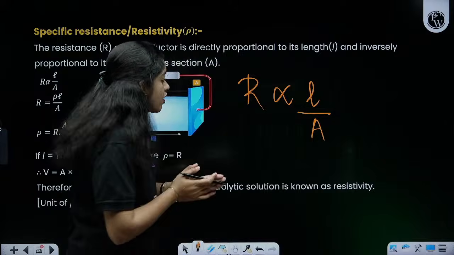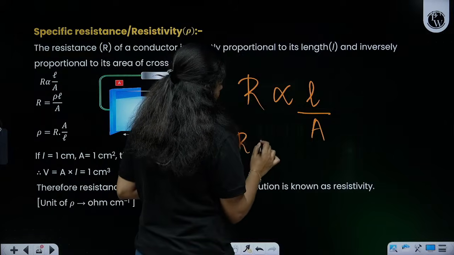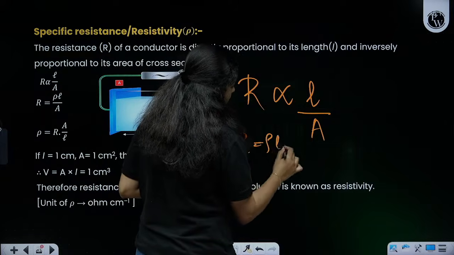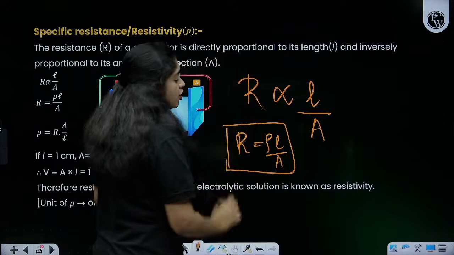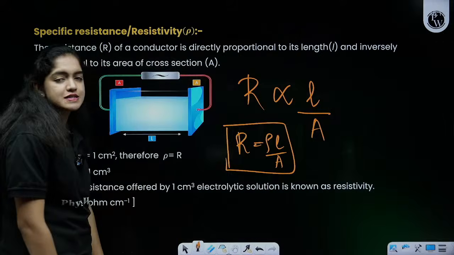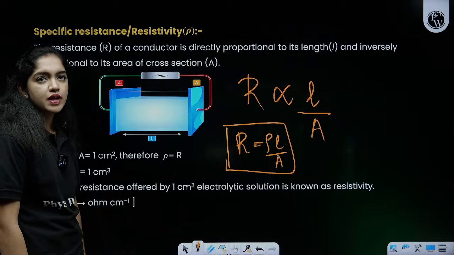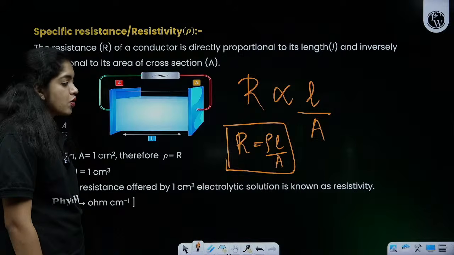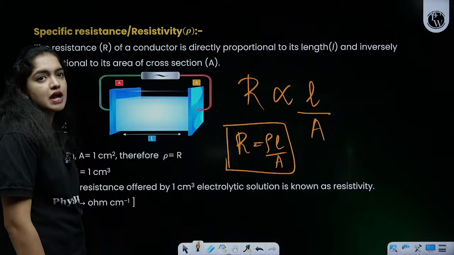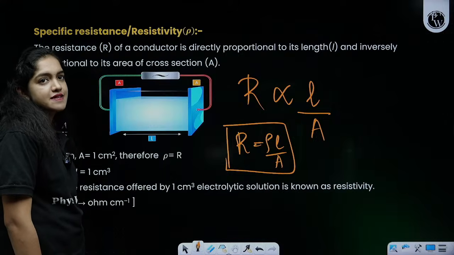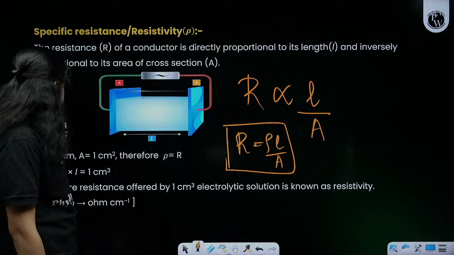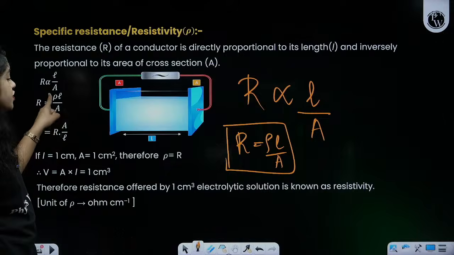We are introducing a constant, that is rho. R equals rho L by A is the equation for resistance. What is rho? Rho is the proportionality constant known as resistivity. Clear? So that is given here: R equal to rho L by A.